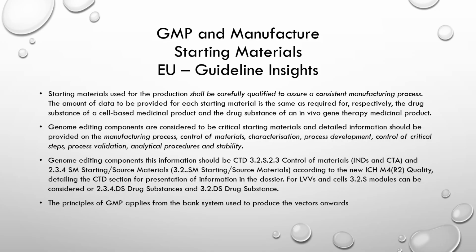So anything that's going through cell banking has to be manufactured to GMP. Obviously, certain things like research cell banks might not be, but they do have to be tested to GLP. Your manufacturing process usually starts from where you are going to do your routine manufacture, and that is usually a cell bank of some sort.